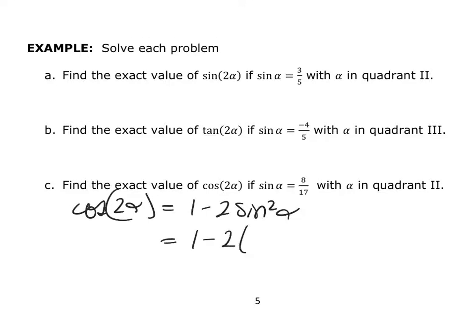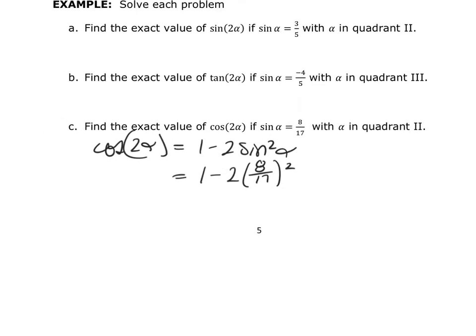1 minus 2, 8 over 17 squared. That is a terrible 8. 8 over 17 squared. So you actually gave me the easiest one to do. I didn't have to find the other angles. Like the other ones, you're going to have to find the other angles, the other x, y, r missing pieces. This one I didn't have to, so thank you. It's 8 over 17. So I have 1 minus 2 times 64.